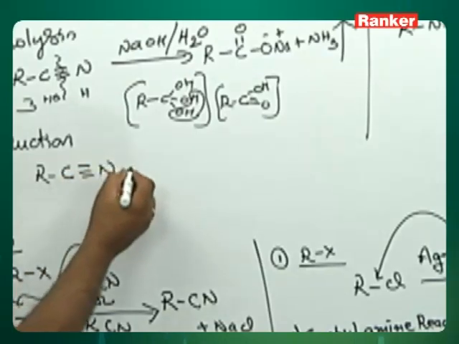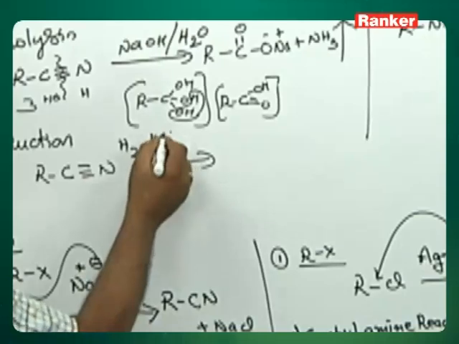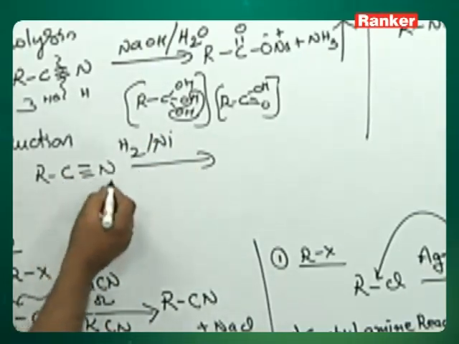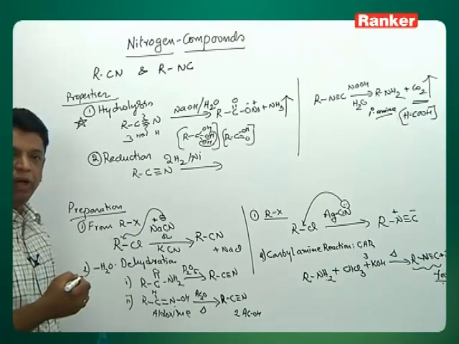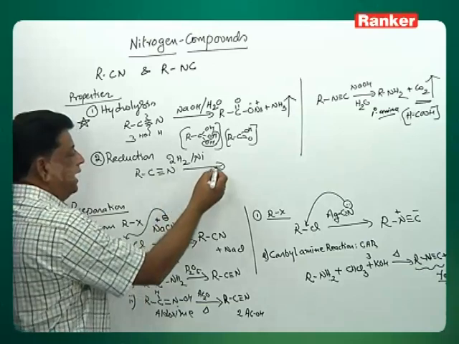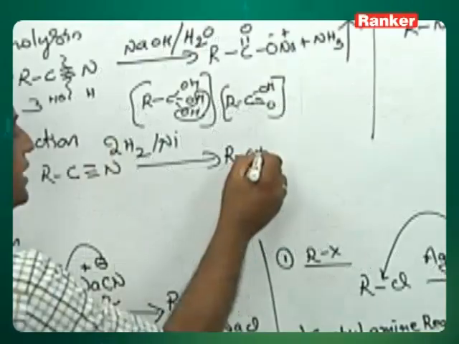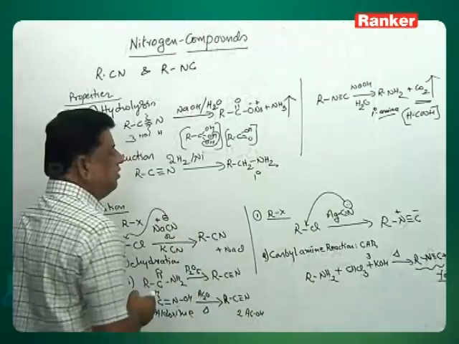Cyanides with hydrogen and nickel. So the hydrogen is added twice, 2 moles will be added. You can't cut the total molecule, but 2 pi bonds are there, twice you can add hydrogen. So C will become CH2, N will become NH2. So 1 degree amines are formed.